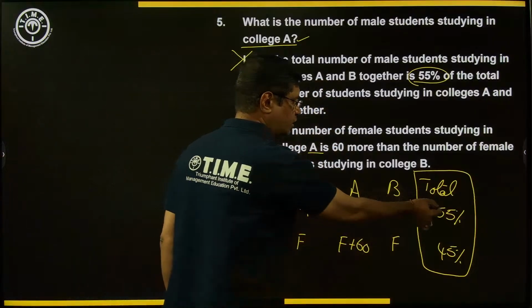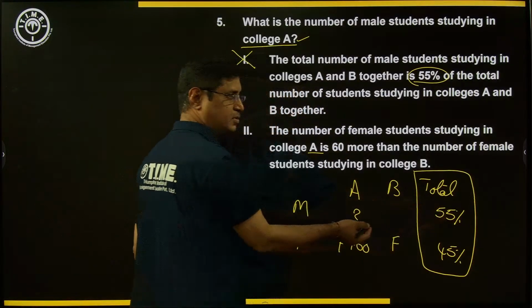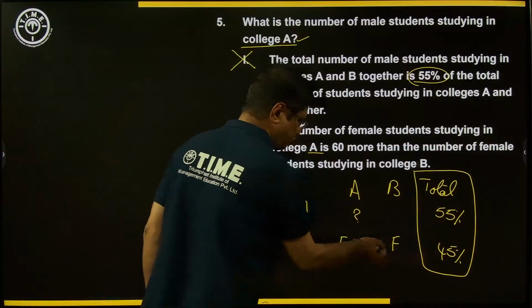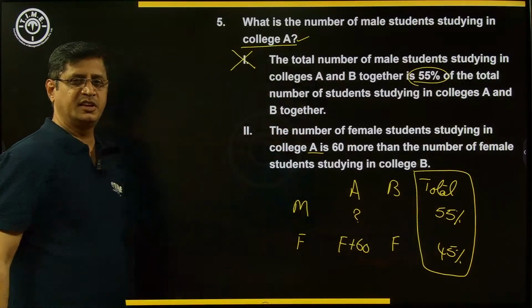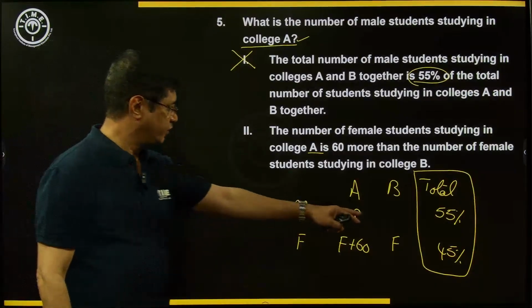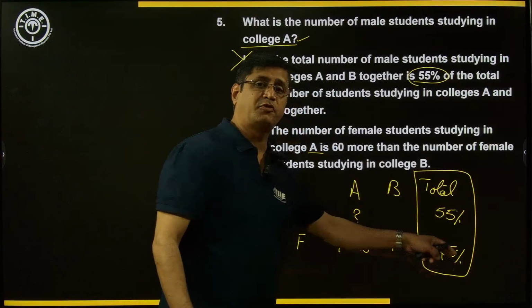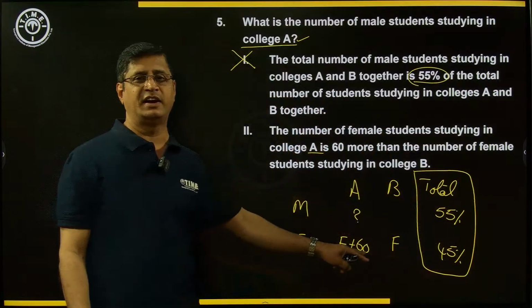Here, out of the total, 55% are males and 45% are females. The 45% is equal to F plus 60. Now, solving this, we will not get anything because that is given in percentages. Here it is a value. If the value of the 45% is known, then we can find the females value.